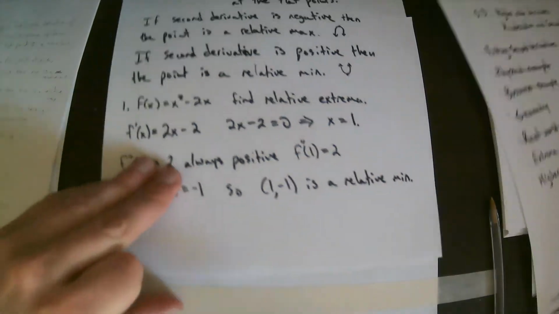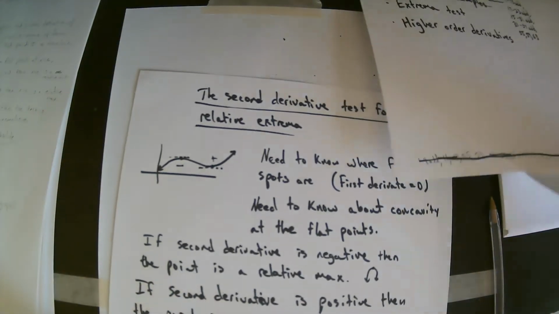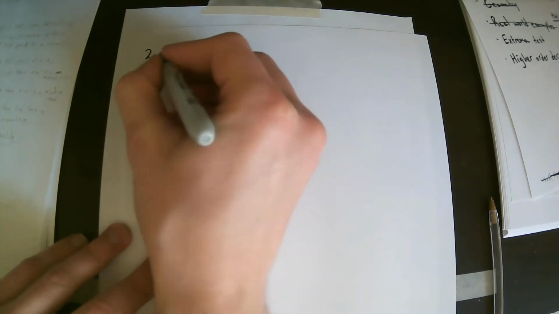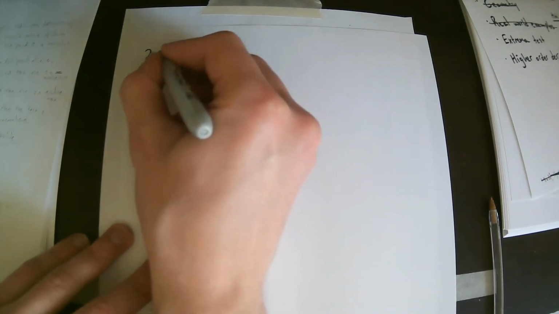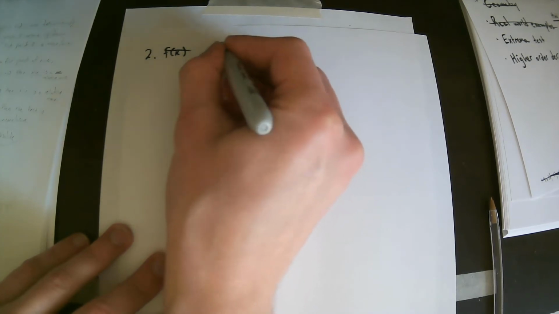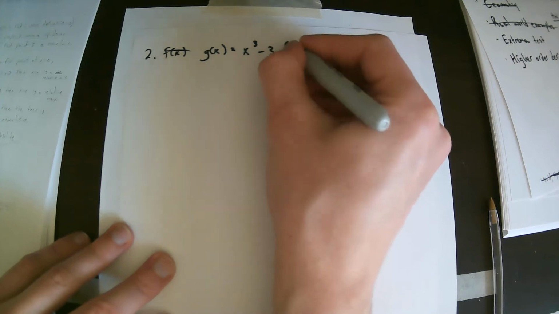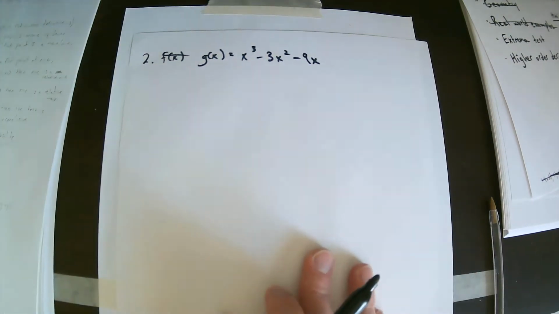Let's do some more. Number 2. g of x is equal to x cubed minus 3x squared minus 9x.